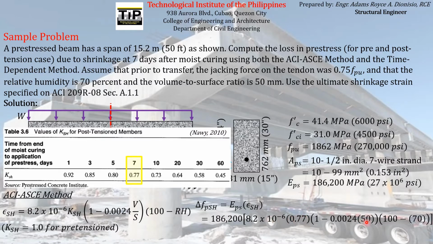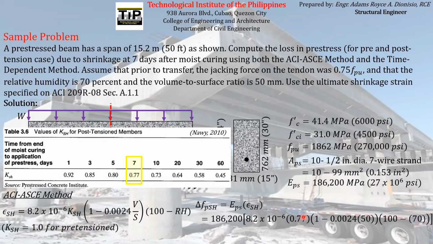So we just copied the previous equation. We just change the magnitude of KSH from 1 to 0.77. So you can see here that the adjusted shrinkage strain for post-tension members is usually less than the shrinkage strain for the case of pretension members, because for the case of pretension members 100% of the shrinkage strain is used, as you can see in this magnitude of KSH.